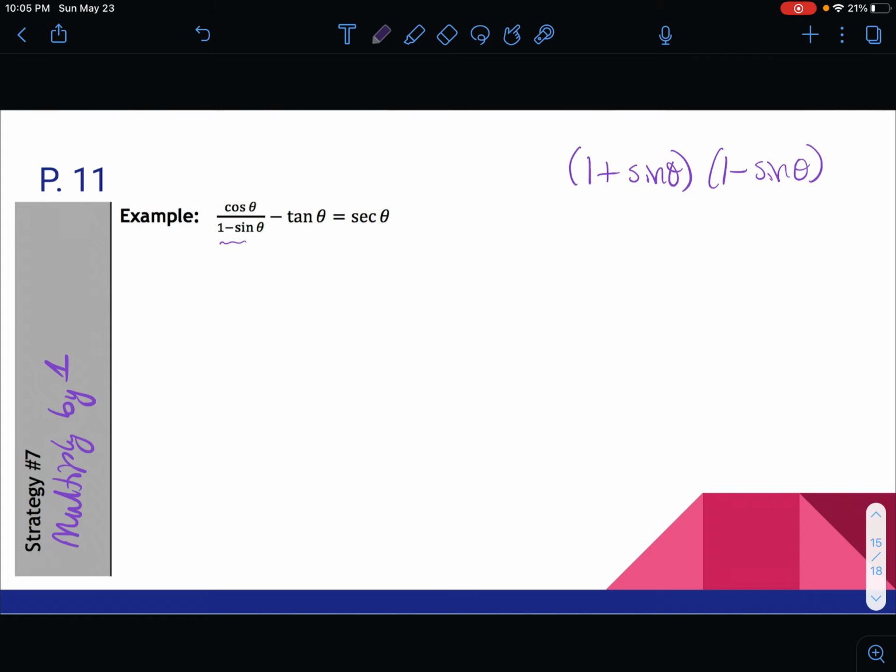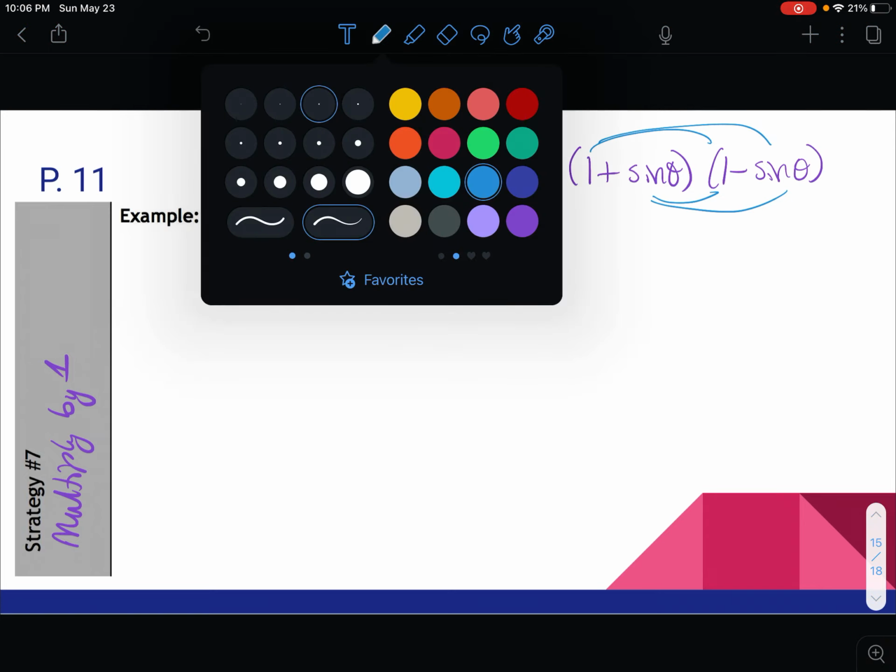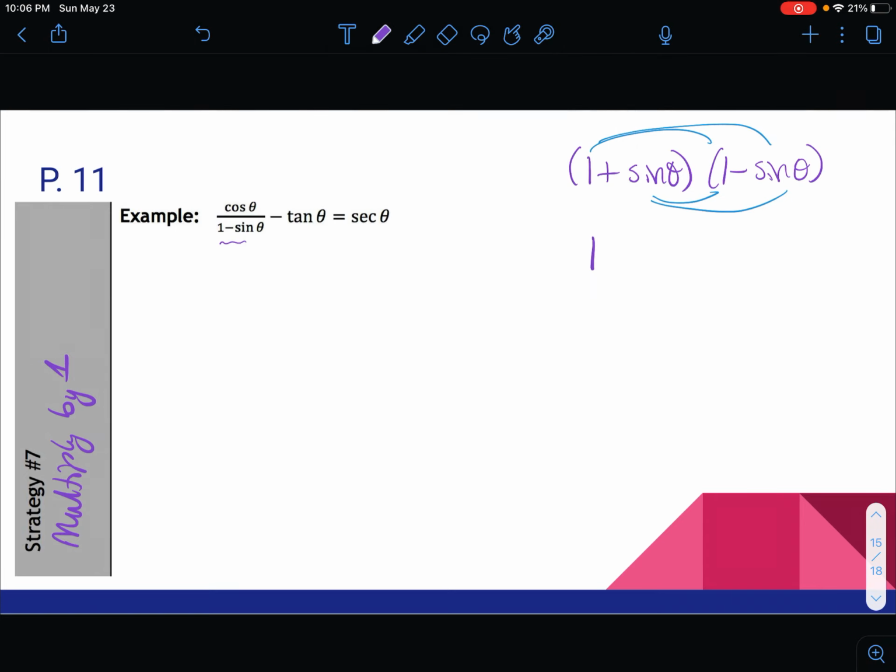You can do an area model, or if you'd prefer to just distribute, it doesn't matter. It's the same exact thing. So we'd have 1 minus sine theta plus sine theta minus sine squared theta. And look what happens here. Those two terms cancel out, and you're left with 1 minus sine squared theta. Something that you will see is that when we multiply by the conjugate, which is the same two terms with the opposite sign, that is the conjugate.